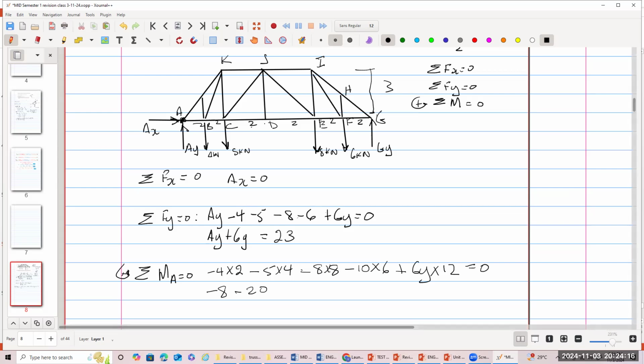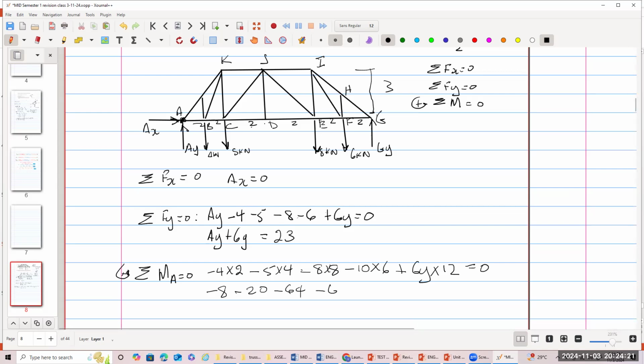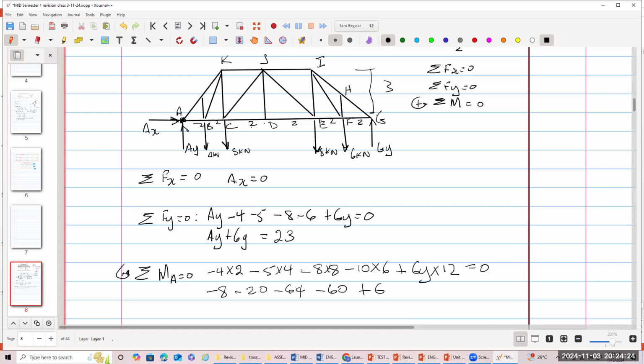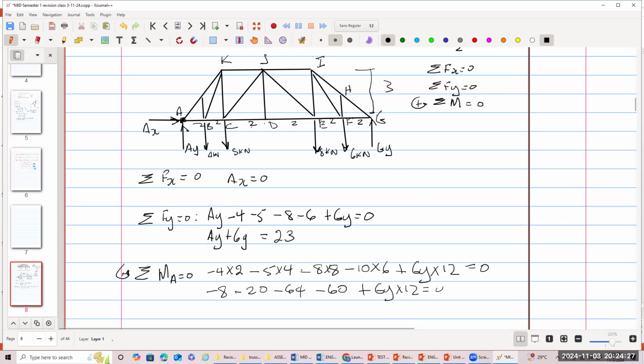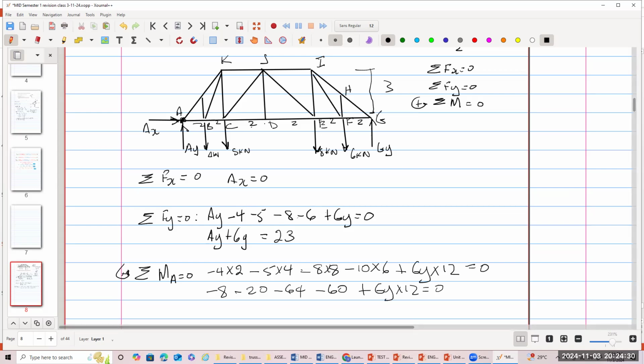20, minus 20, 4, minus 60, plus GY times 12 equals to 0. So add up all of those for me, guys. What do we get for that? So that's 60 plus, let's check that. Everybody working with me? So that's 64 plus 60. All of these minus, plus 28. So it's minus 120, minus 152. Yes.